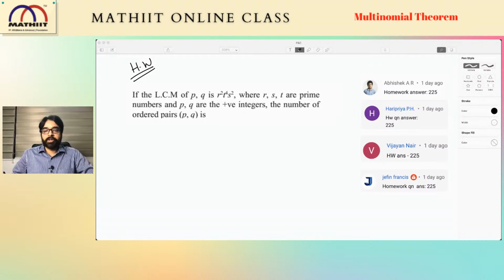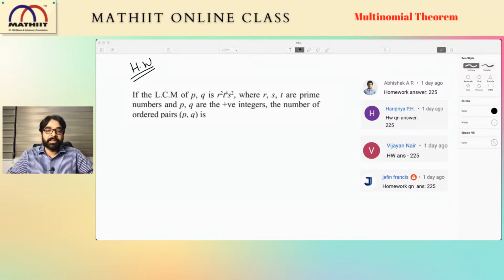Right, so this was your homework, and the first person to give the correct answer was, second Haripriya, third Vijayan, and Jeffin. I already told you that those who give the first correct answers, their names will appear. So we'll discuss solutions. As I told you, all the tests and other solutions we'll discuss together at a time. So right now we will not be discussing.